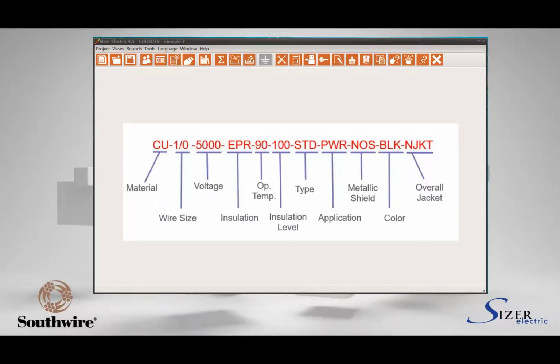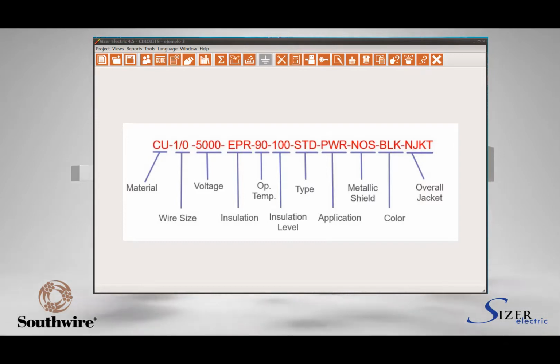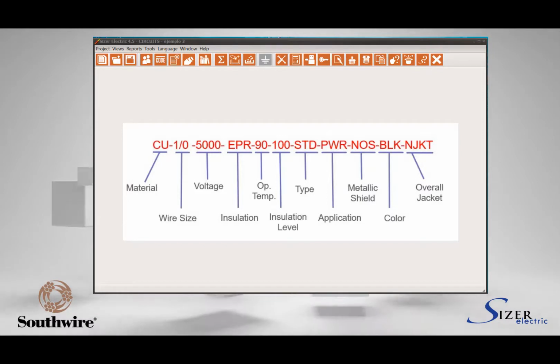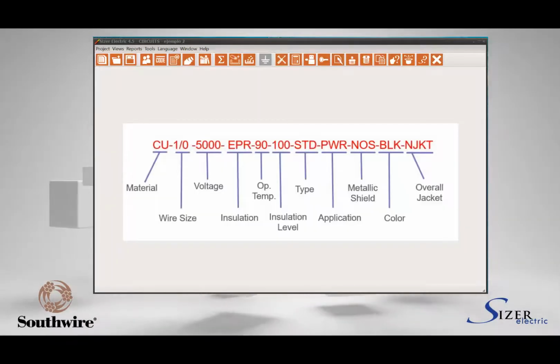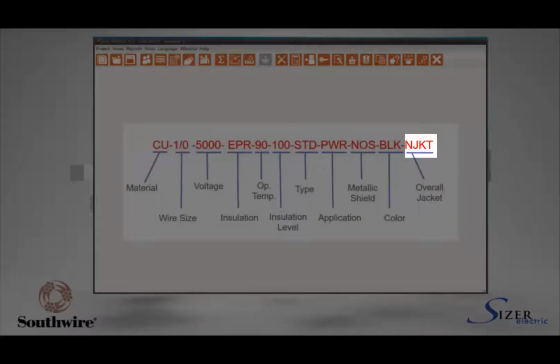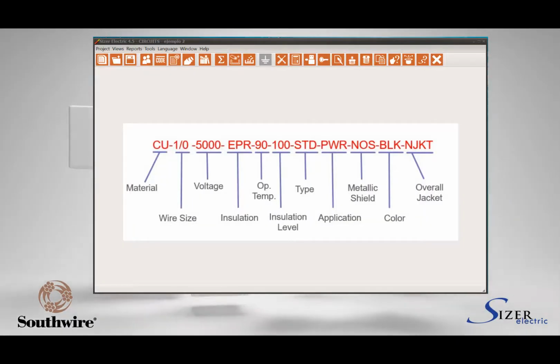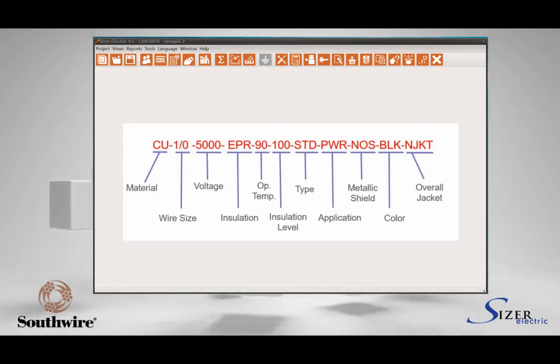The seventh position defines the conductor type that can be standard, tray cable or TC, or TC-ER, meaning tray cable exposed room, or armored. The eighth position is for the conductor application that can be control or power. The ninth position is for the metallic shield. The 10th position is for the conductor color, and finally the last one is for the conductor overall jacket that can be no jacket, PVC, CPE, or low smoke zero halogens.